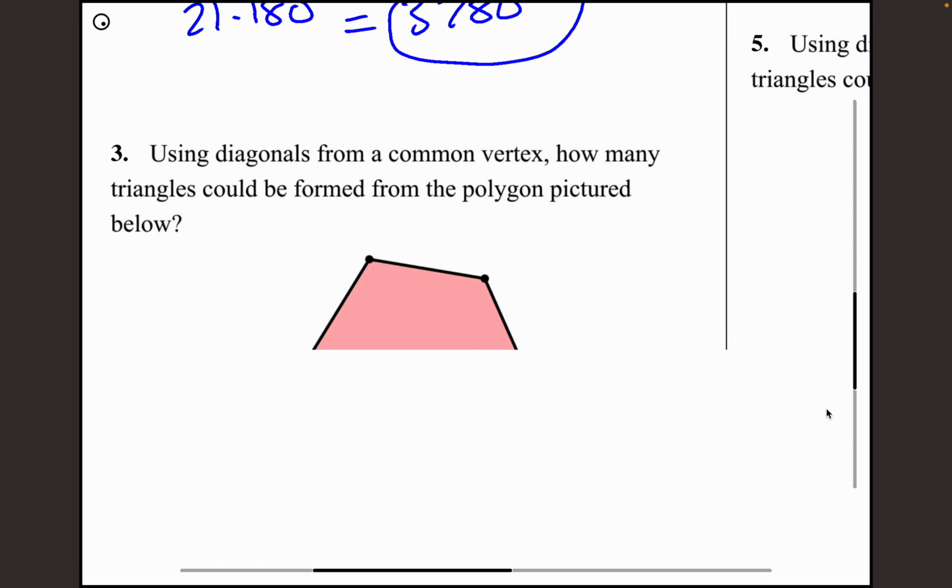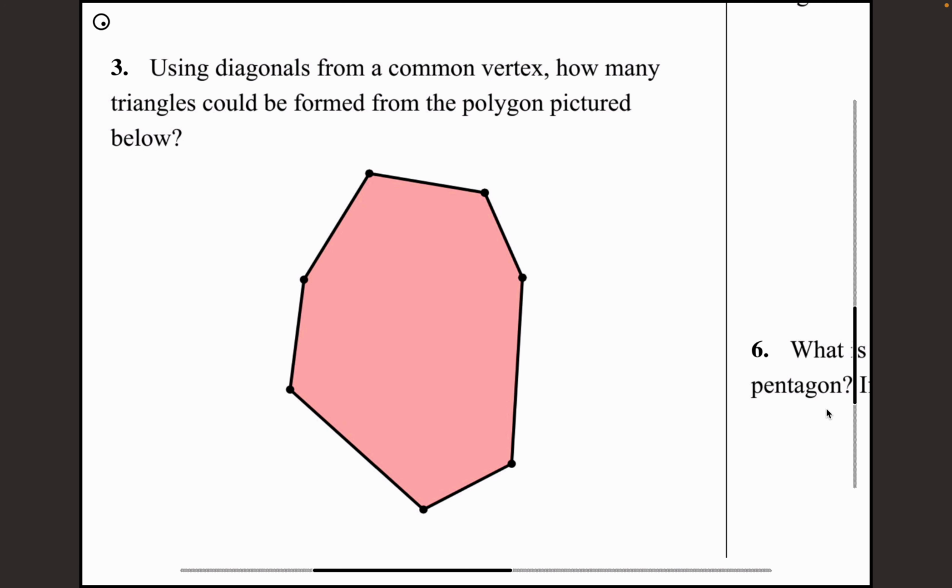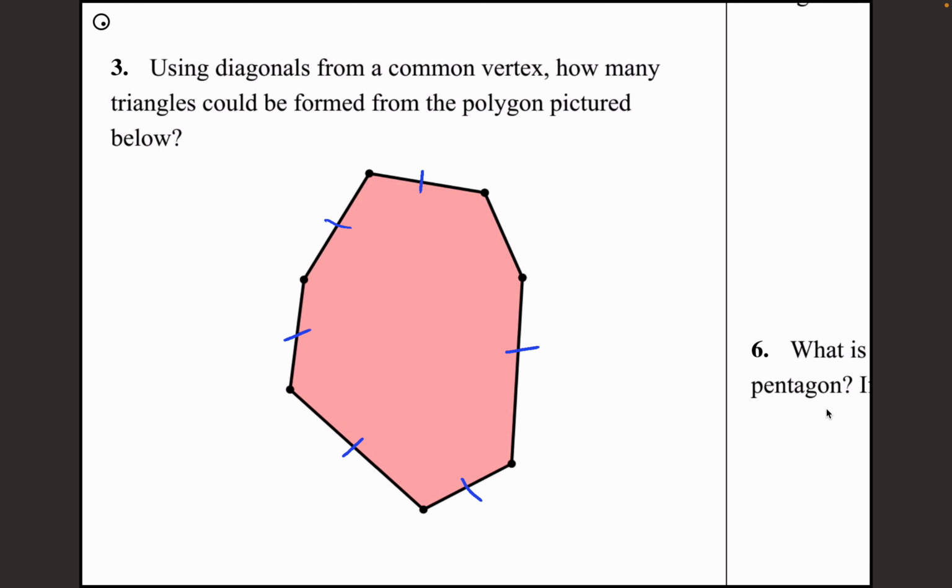Let's look at the next one. Using diagonals from a common vertex, how many triangles can be formed? Let's count how many sides. There's 1, 2, 3, 4, 5, 6, 7. If I'm finding how many triangles, what's the equation? Just n minus 2. So 7 minus 2, it's just like the first one we did. 5 triangles. Okay?